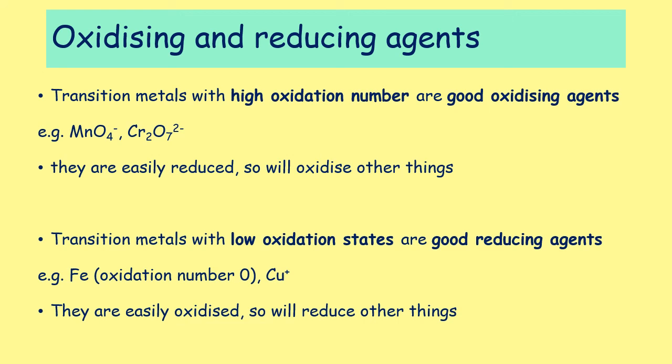So that was our introduction to transition metals, and we looked at how to fill the d orbitals, looking specifically at the exceptions to the rules that we see in chromium and copper. Then we looked at how we can work out the oxidation number and state of transition metals within compounds, and then we were able to relate that to the ability of a transition metal to oxidize or reduce other things.